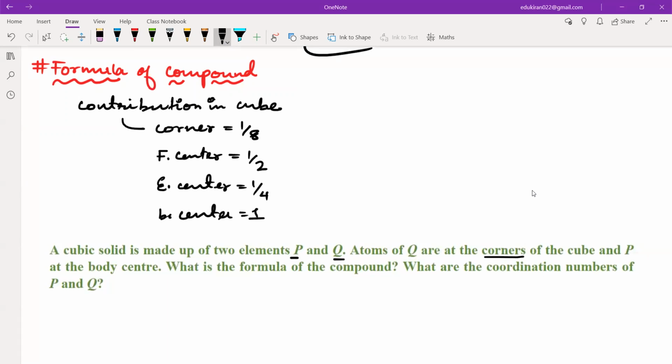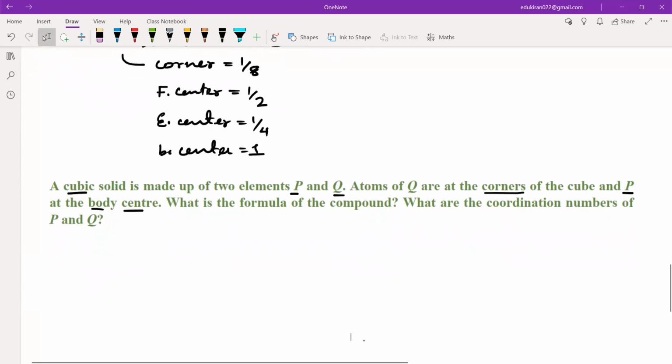First thing is that it is a cubic solid. So in the corners of the cube we have Q atoms, and P atoms are at the body center. Then you have to calculate the formula of the compound. So how to do these types of questions? Very easy. You just have to do what I say.